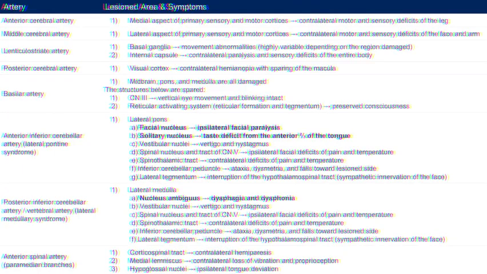From table 8.4, we can see that damage to the lenticulostriate arteries would result in contralateral paralysis and sensory deficits of the entire body. And again, the basal ganglia would also likely be damaged, which would result in movement abnormalities, but those would be hard to predict. Okay, let's do another question.